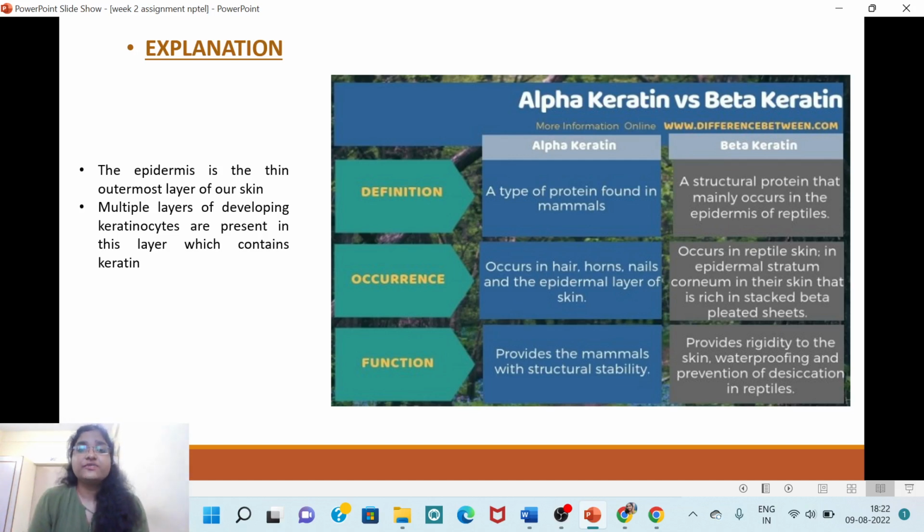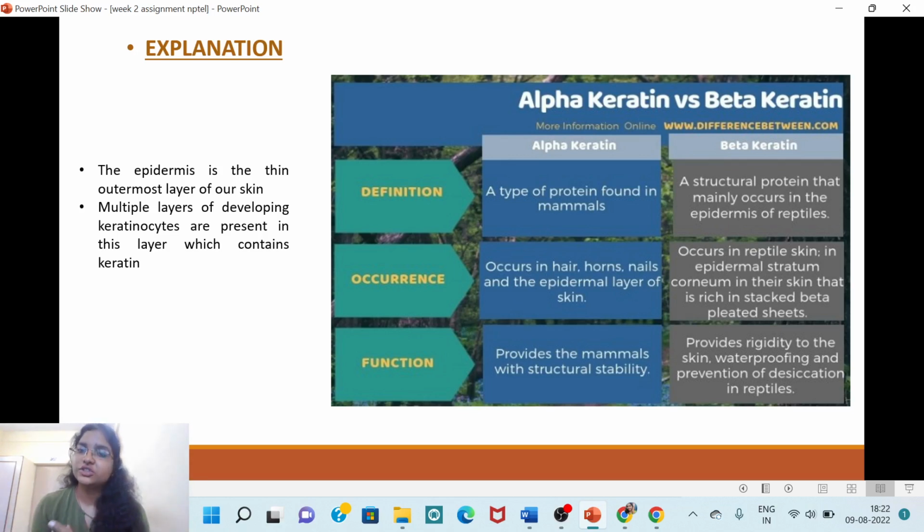The explanation is, everyone knows the layers of the skin, and we know that the epidermis is the thin outermost layer of our skin, right? In this epidermis layer, which we can actually touch and see, which is exposed to the environment, there are multiple layers of developing keratinocytes, which contain a protein called keratin. This protein can be broadly divided into two, alpha keratin and beta keratin. The name is given on the basis of their structure.